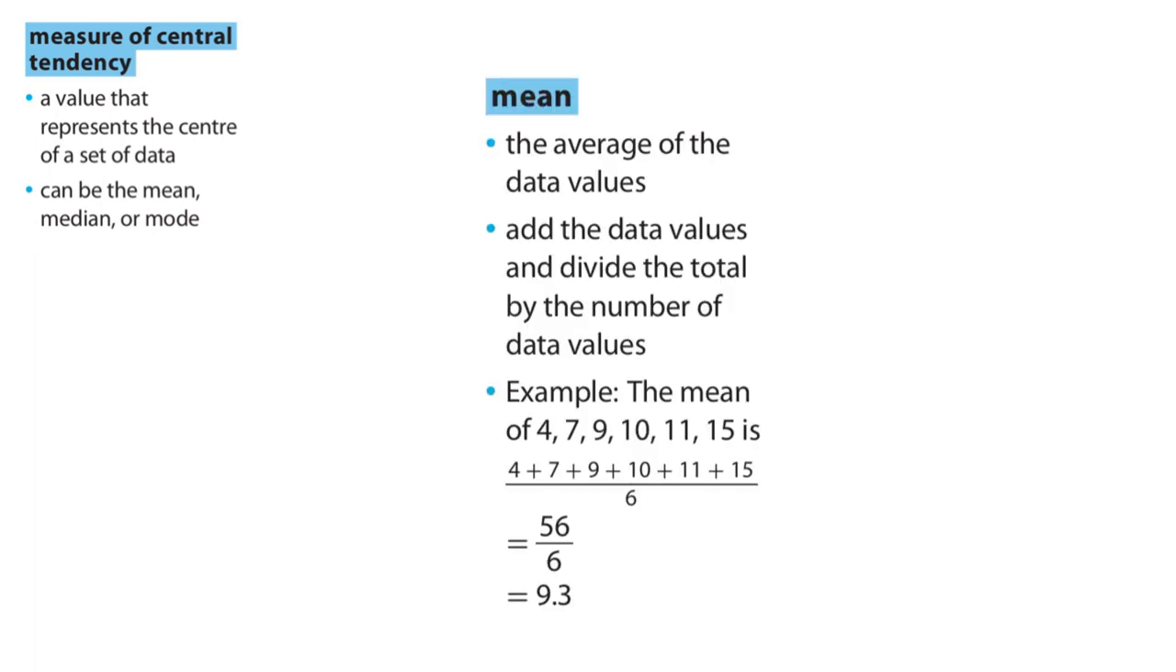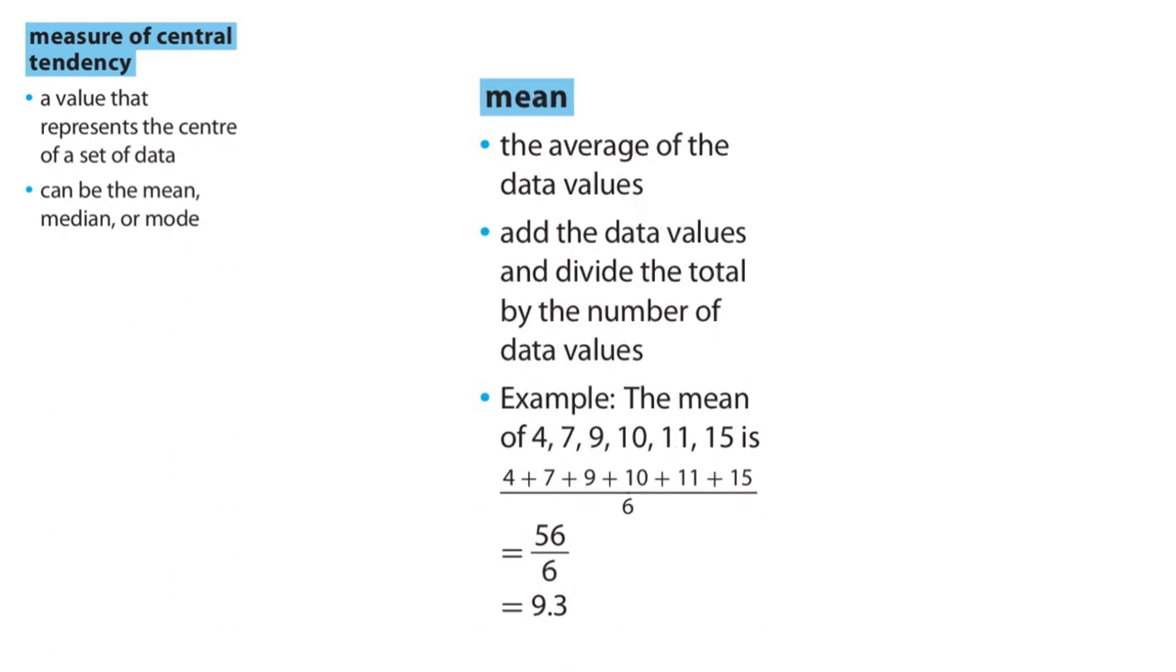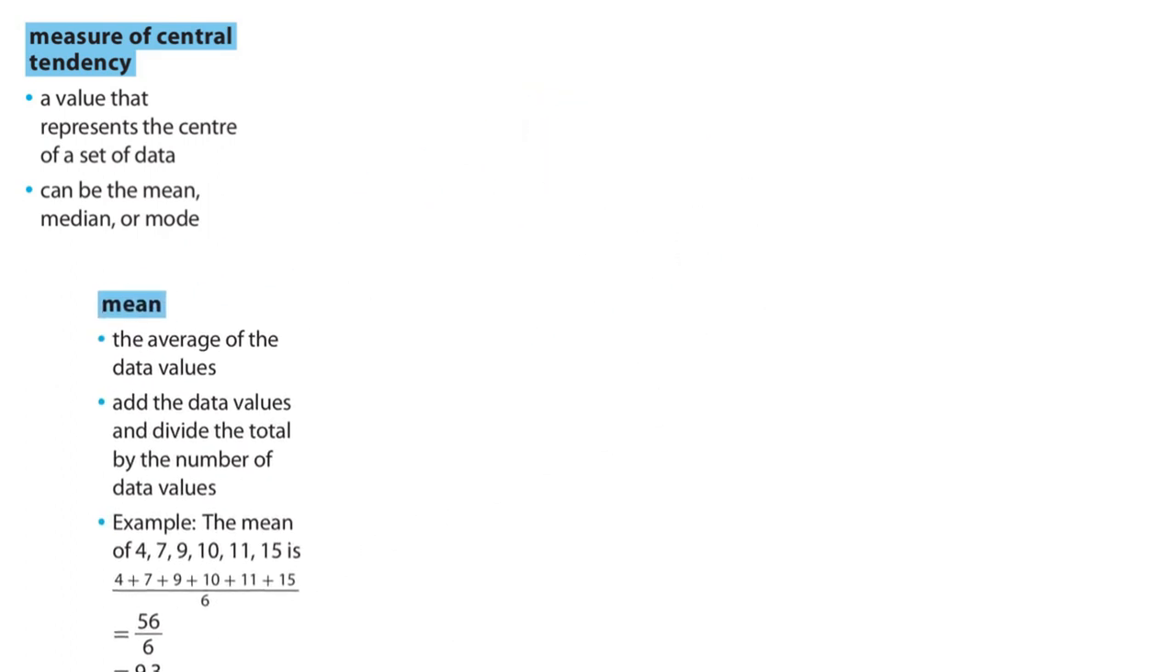So the mean of a data set is the average of data values. To find it, we add all the values together and then divide by the total number of values. For example, if we had the numbers 4, 7, 9, 10, 11, 15, we would add them all up to get 56. Because there are 6 numbers, we divide 56 by 6, and we get that the mean for this data set is 9.3.